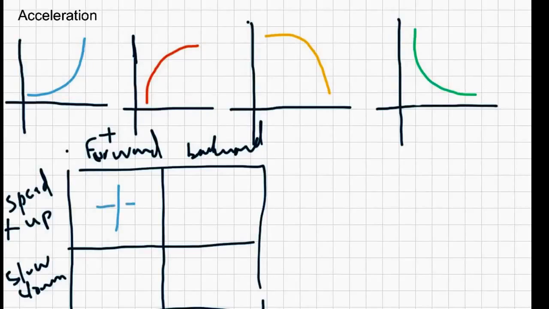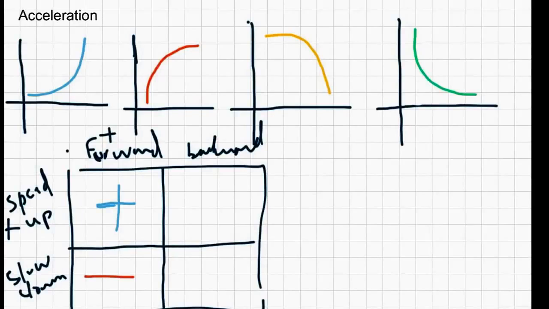The second one that I drew on the previous page was the red one. So that one you can see we're still going forward, but we're now slowing down. So the curve goes like that, so you can see that we get a negative acceleration out of that one. Okay, and now the last two would be what would happen if we were going in the opposite direction. So we're going backwards and either speeding up or slowing down.